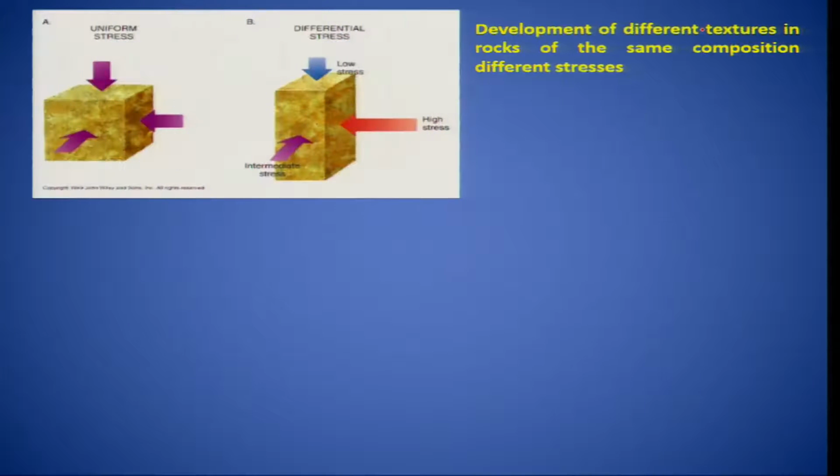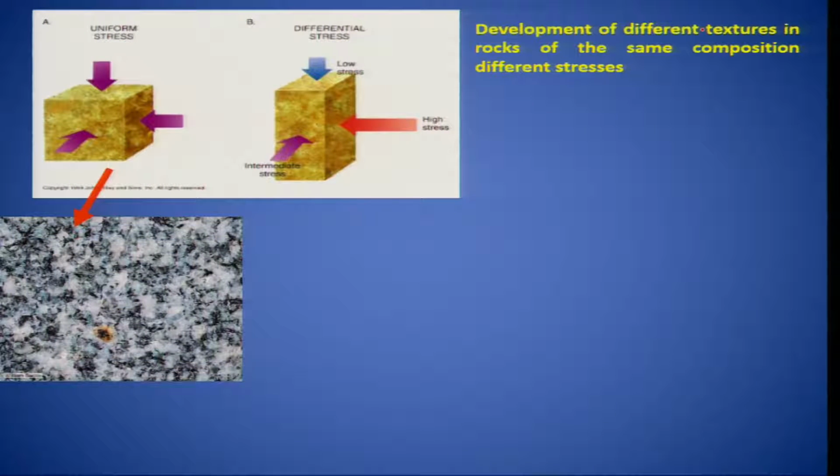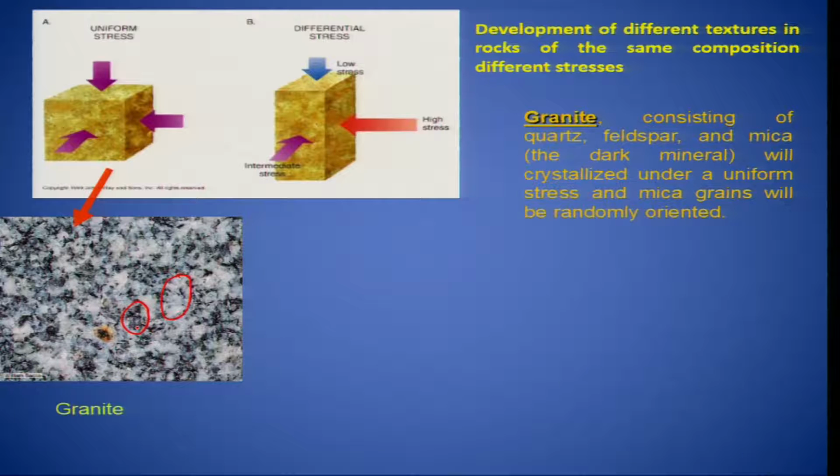So, for example, if you take a rock under uniform deformation, you will find all the grains. You have this blackish part of the grain, this is the granite, and then we have the whitish part, which is the quartz, and this is the mica. If you deform this, the granite consists of feldspar, quartz, and mica, where the mica are the darker ones.